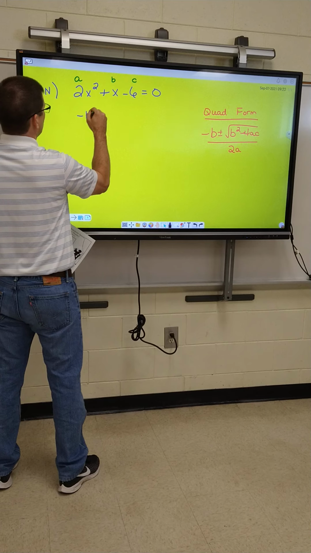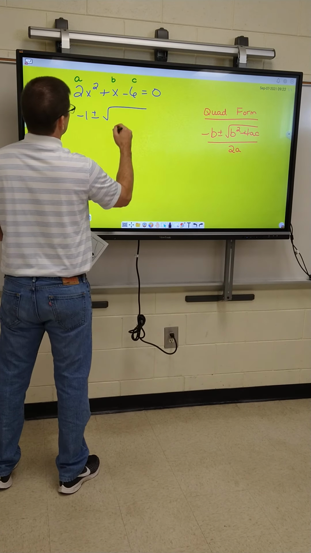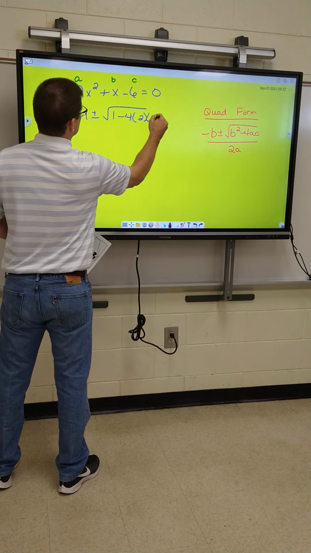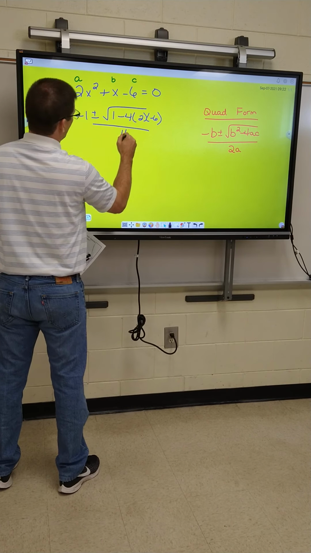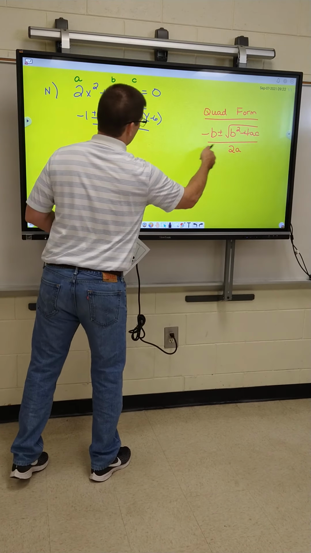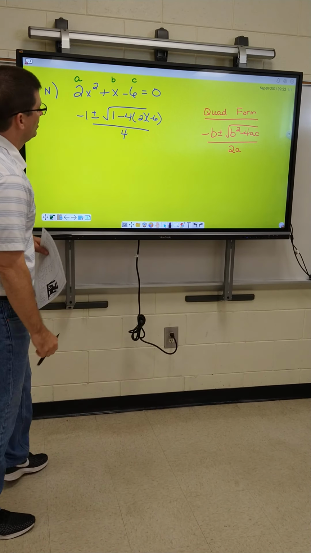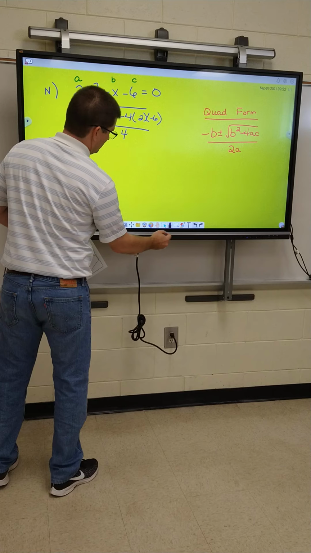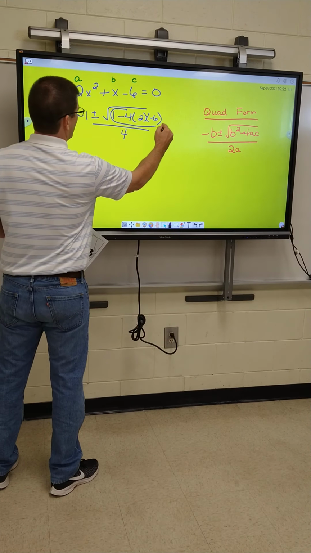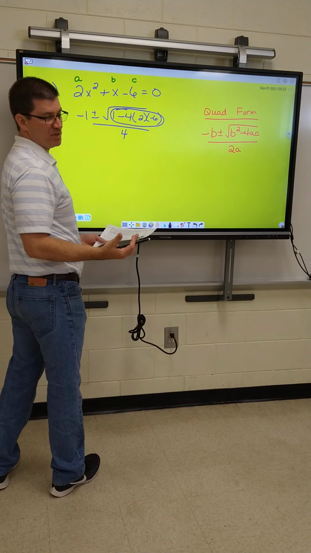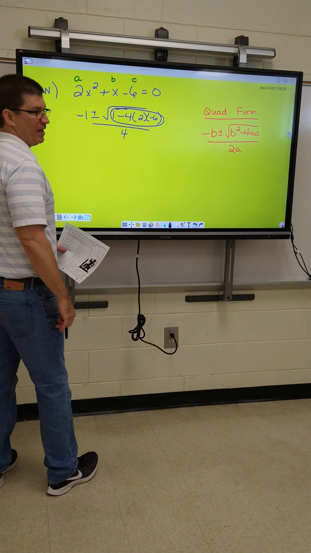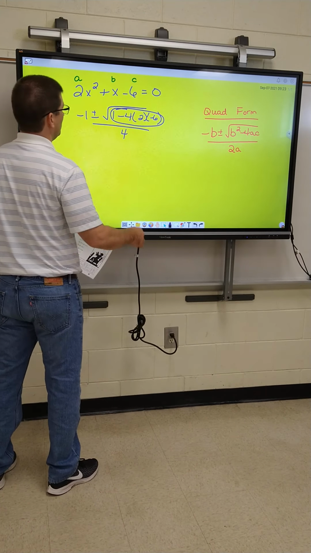So I got -1 plus or minus the square root of 1 squared, which is 1, minus 4 times A times C, over 4. Now remember on the bottom, how did I get 4? I plug in my A right here, 2 times 2 gave me 4. Some of y'all like to put the whole thing in the calculator. I like to just do it in steps. That way when it's a no solution, you don't get that error on your calculator.